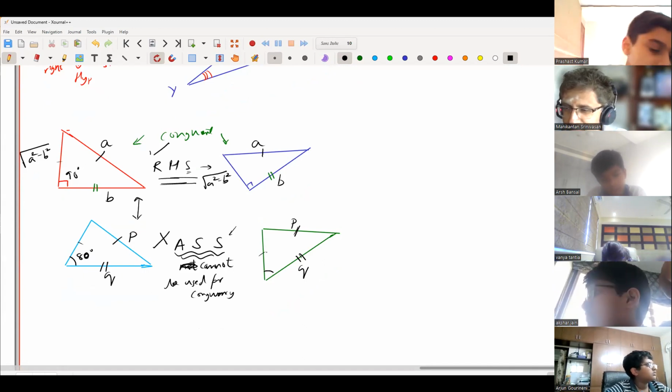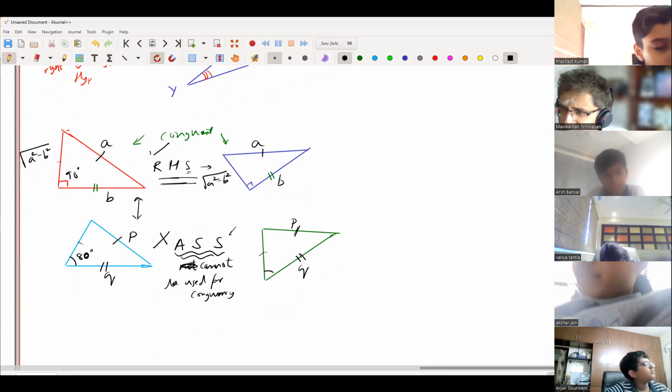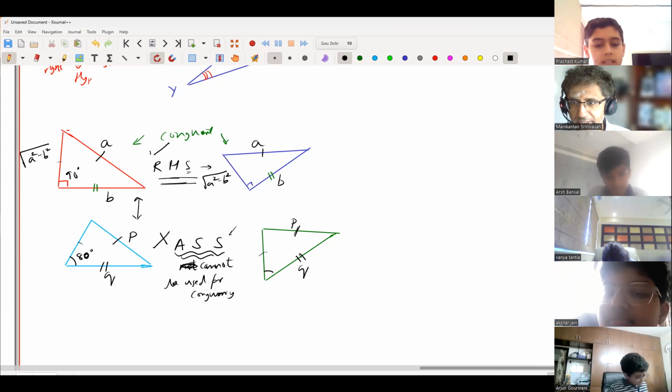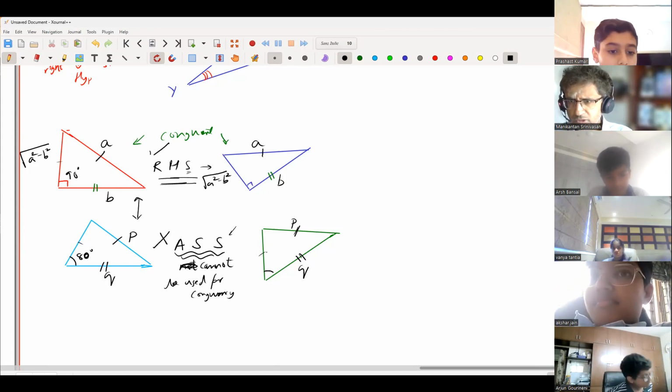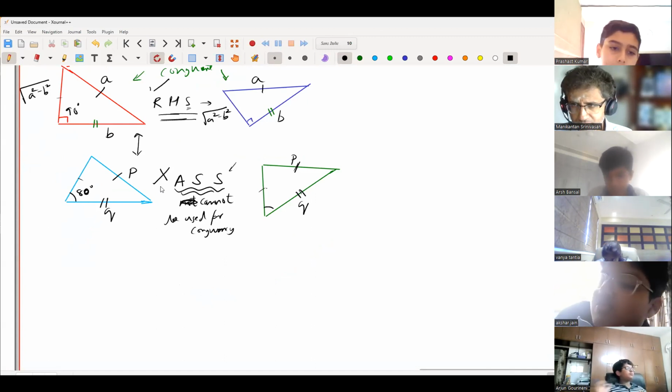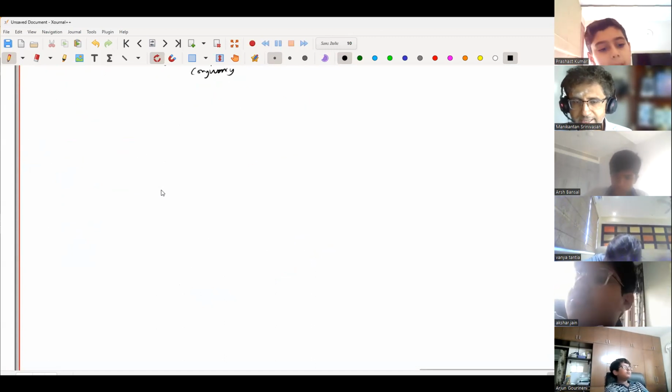Are you guys understanding? Arjun, does this make sense? Yes. Makes sense, right? Prashant, that's exactly what you wanted to say, right? Yes, because of the Pythagorean theorem, they become equal. Correct. And therefore by SSS property.